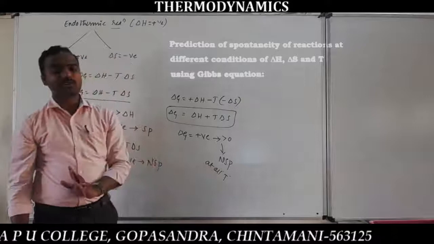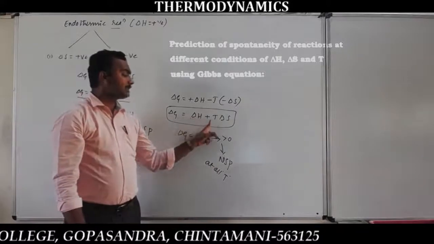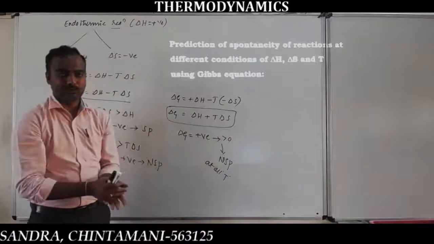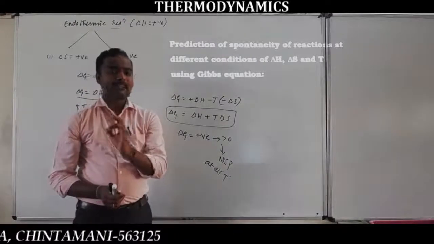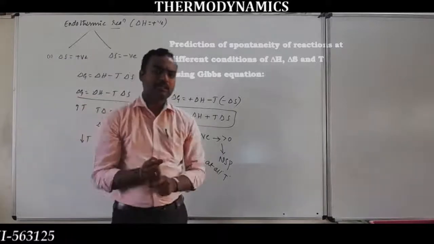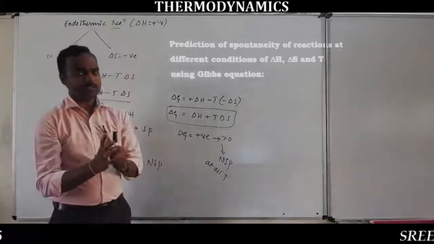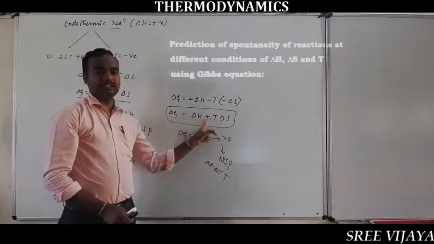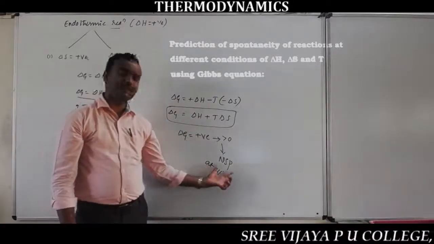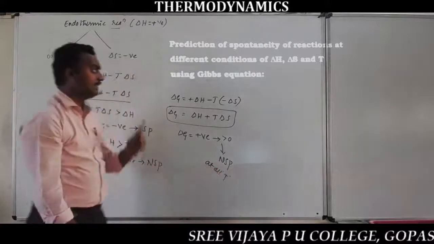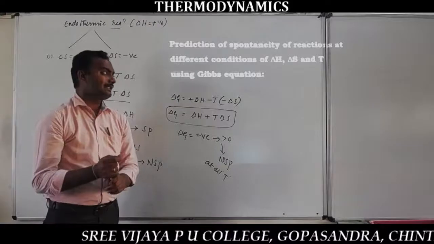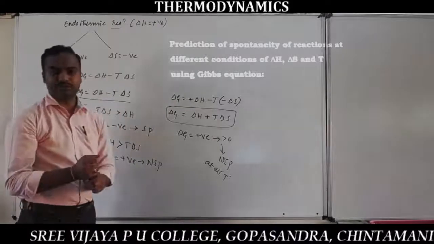So you have to concentrate when delta H and T delta S have different signs, positive on one side and negative on the other. Then the reaction mainly depends on temperature. You can predict the spontaneity, non-spontaneity or equilibrium condition based on temperature. When the signs are the same, you can easily predict the delta G sign and the spontaneity and non-spontaneity. So this is the prediction of spontaneity of reactions at different conditions of delta H, delta S and temperature, the Gibbs equation.